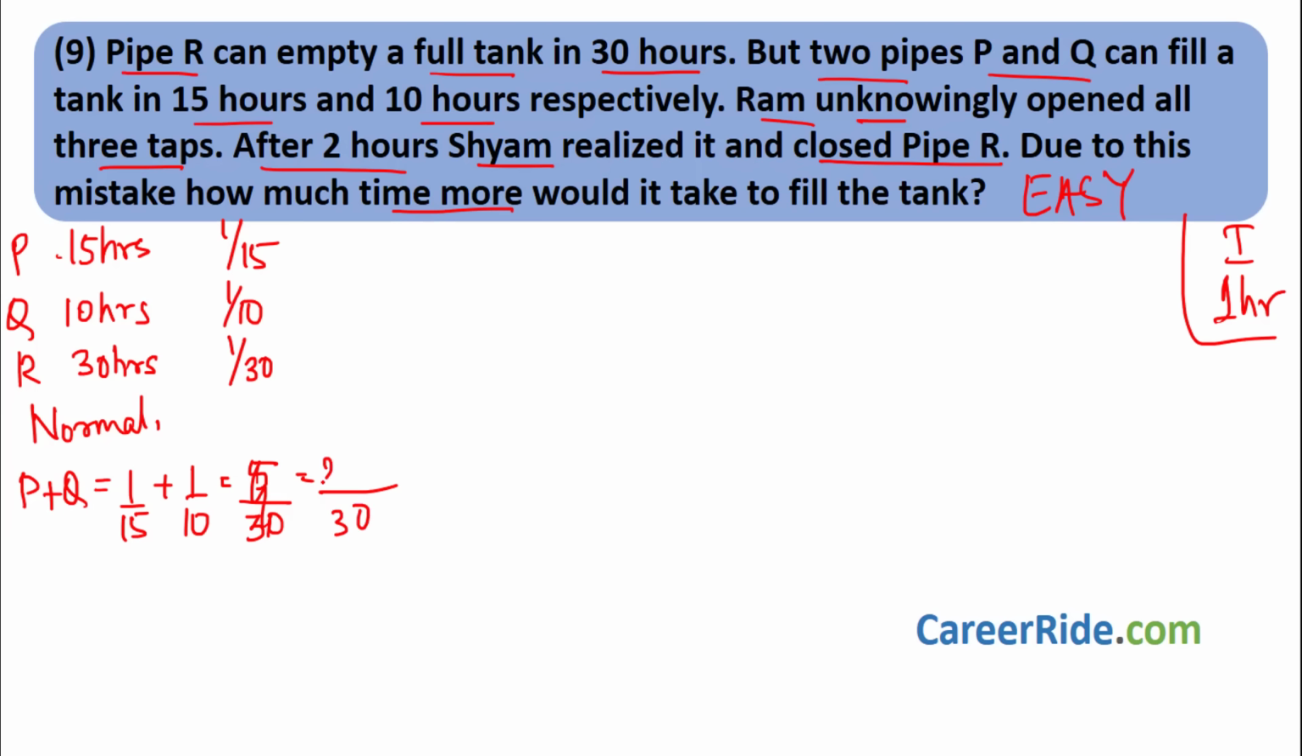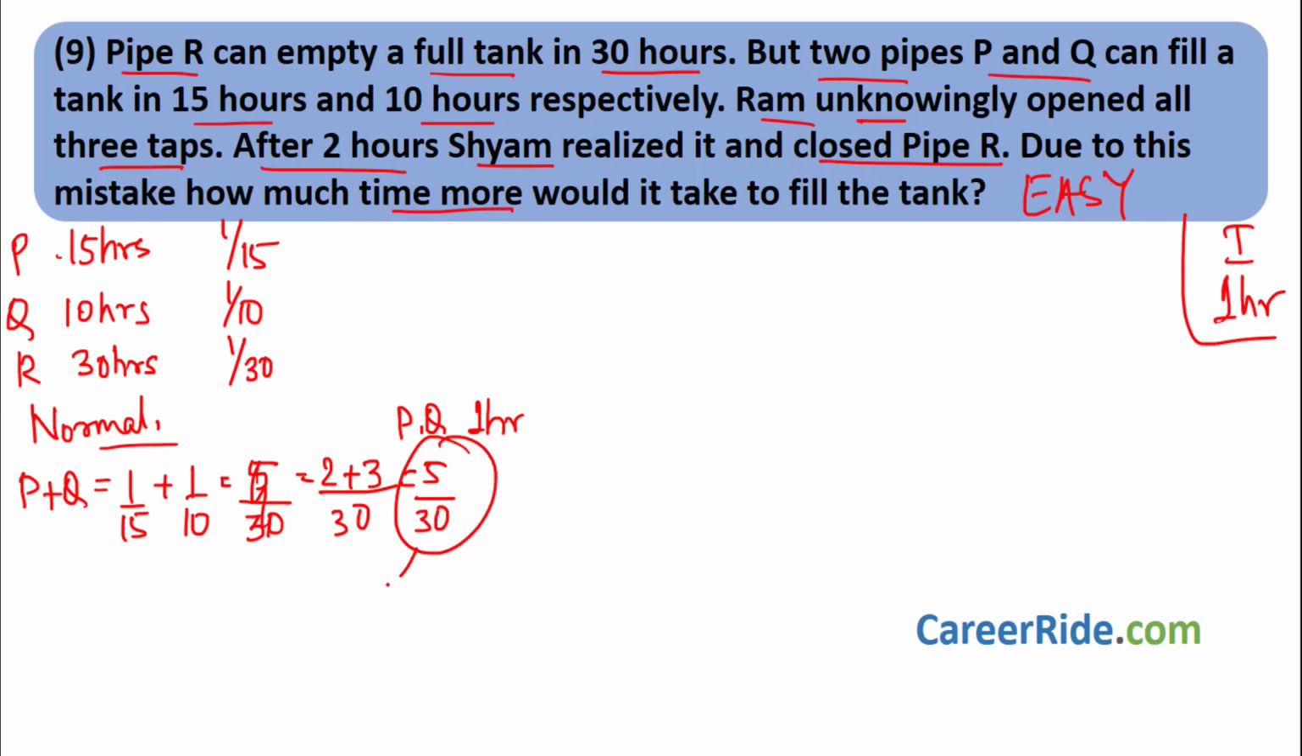So 15 2s are 30, 10 3s are 30. So we got 5 upon 30. This is the amount of work done by P and Q when both are opened normally. That means when P and Q are opened, in 1 hour they do 5 upon 30 amount of work, or fill 5 upon 30 amount of tank.